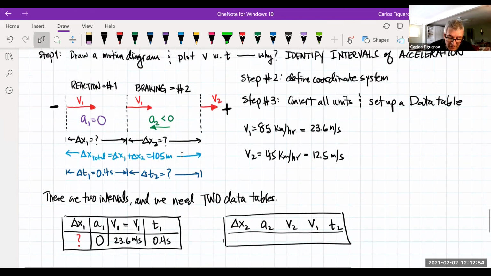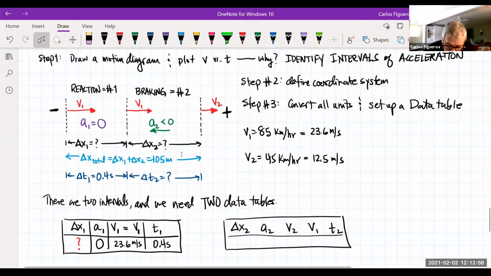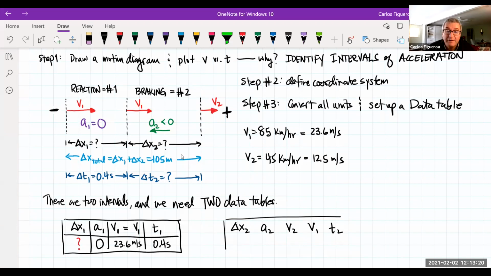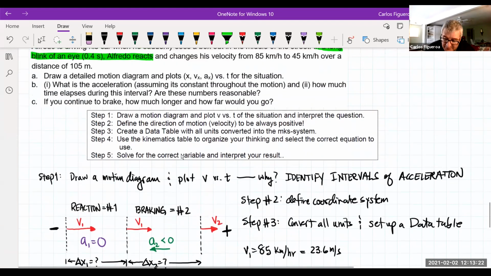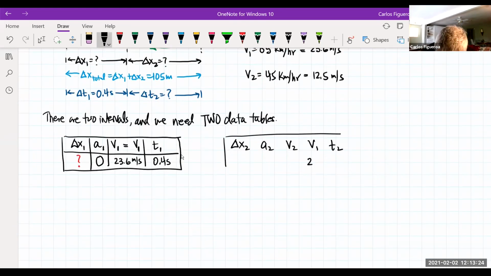So what do I know about interval 2? Do I know what the initial velocity is? Yeah, because we see that the initial velocity in the reaction region is the same as the initial velocity in the braking region. So I can immediately say that V1 is going to be 23.6 meters per second. That's really small. You know what I'm going to do? I'm going to make this table a little bit bigger. I need more space. So this should be 23.6 meters per second.